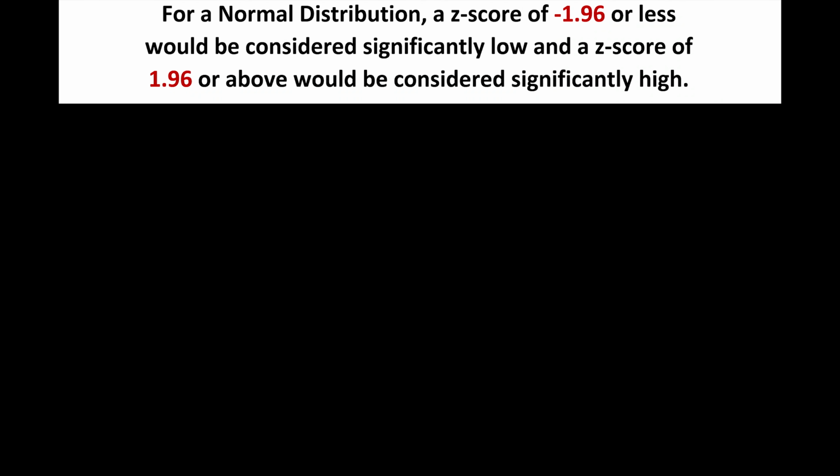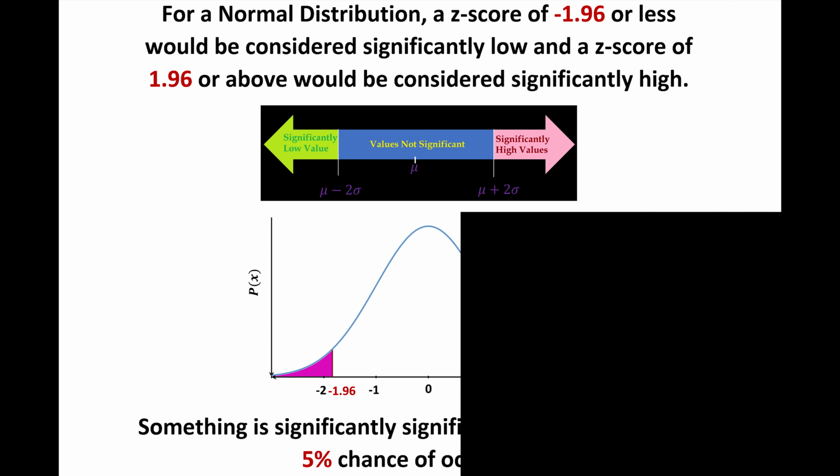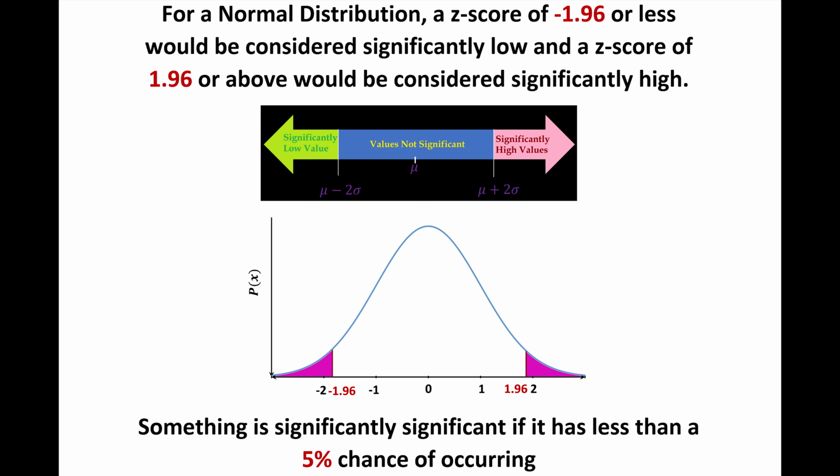Actually, any z-score less than or equal to minus 1.96 would be considered significantly low, and any z-score greater than or equal to 1.96 would be considered significantly high. It's very close to our estimate of 2 standard deviations above and below the mean, or the concept that in order for a number to be significant, there must be less than a 5% probability of it occurring. Here, this 5% is broken into the 2 tails of our graph, each with an area of 2.5%.